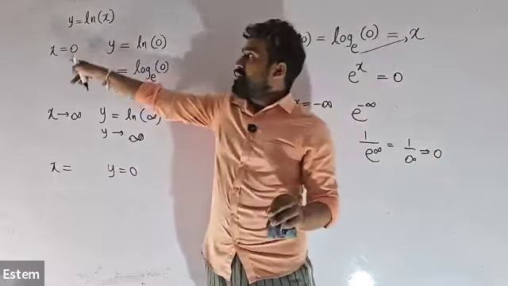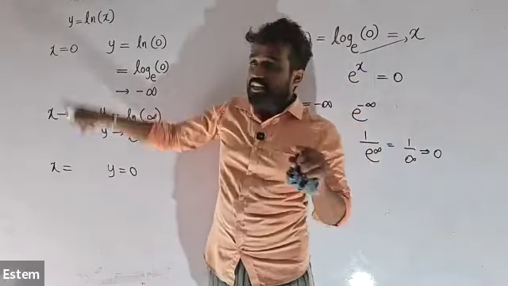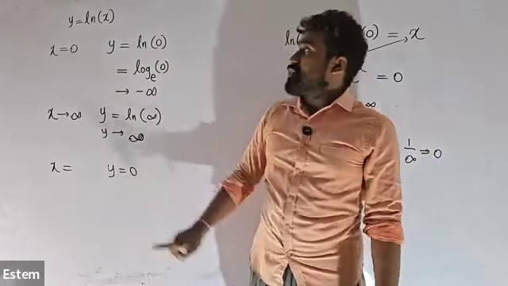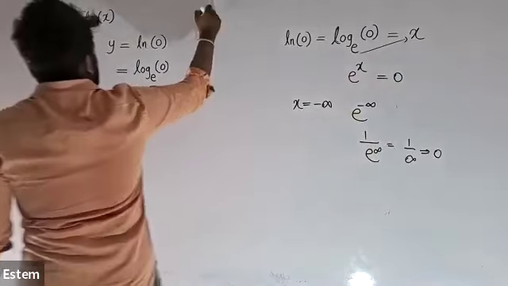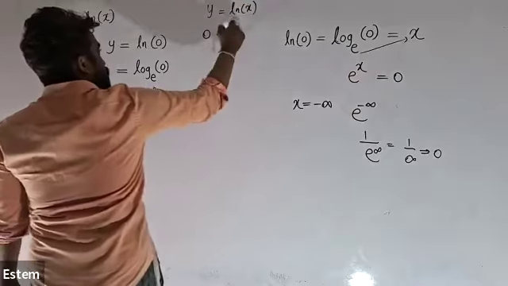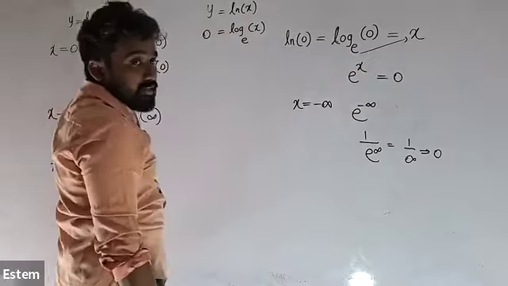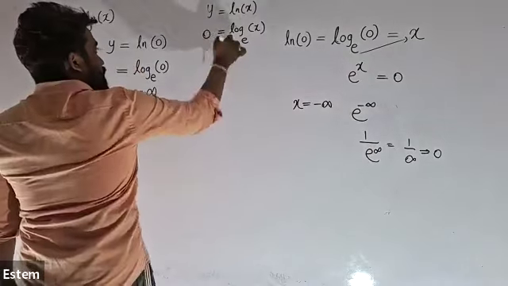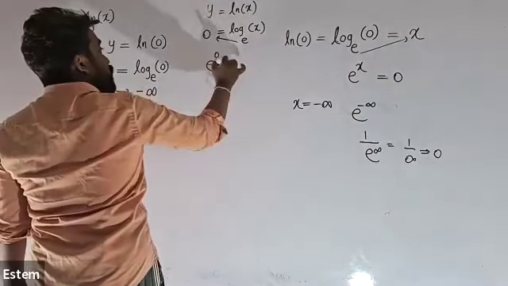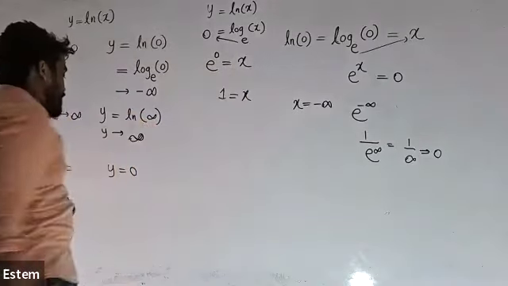What happens to y when x equals 0? What happens to y when x equals infinity? And definitely you should find when y equals 0, what happens to x? See, we can check. This is y equals ln x. Now y equals 0, then this is logarithm of x to the base e. It's not infinity, Sophie. Now I transform this into the index form, then e to the power 0 equals x. Now what is the answer? x equals 1.